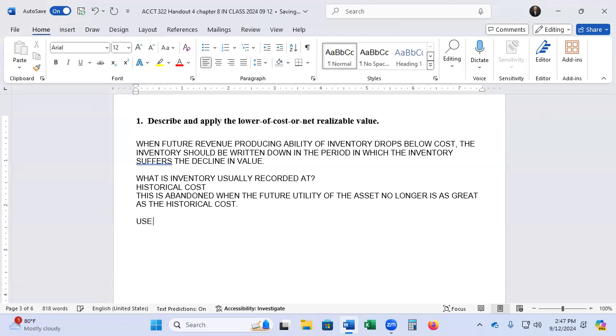And so you use the lower of cost or net realizable value. It used to be called lower of cost or market. Essentially, they're very similar.